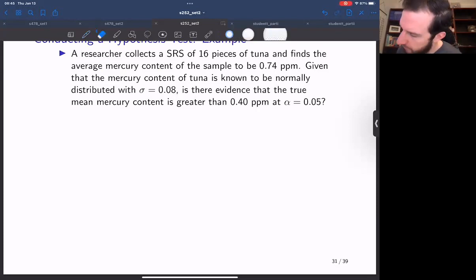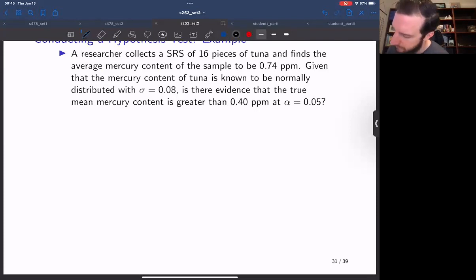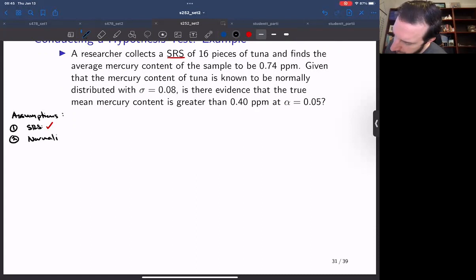All right, so we start off by checking the assumptions of the test. The first assumption is that we collected a simple random sample, and this is good. We're told that we have a simple random sample. The second assumption is normality, or more specifically, that we have a normally distributed population, or that we've collected a large enough sample size that the central limit theorem would take over. And this again is sufficient because we are told here that we have a normally distributed population.